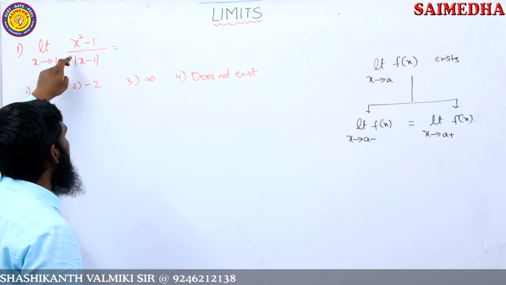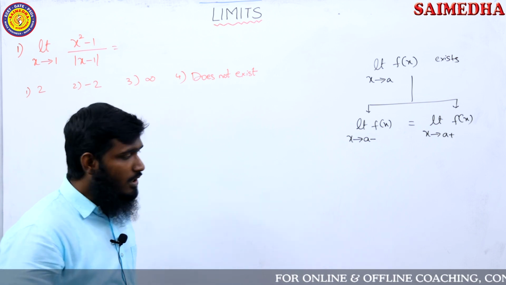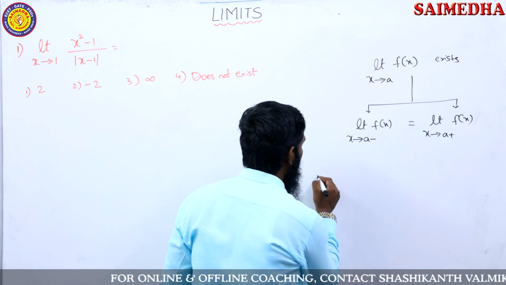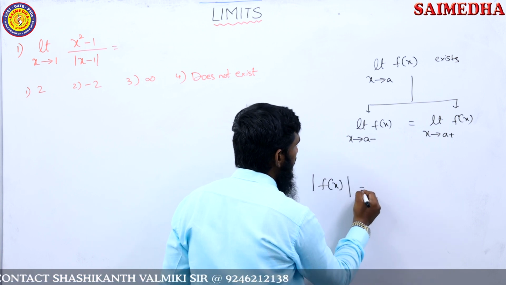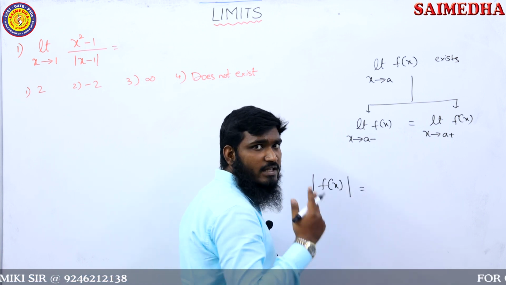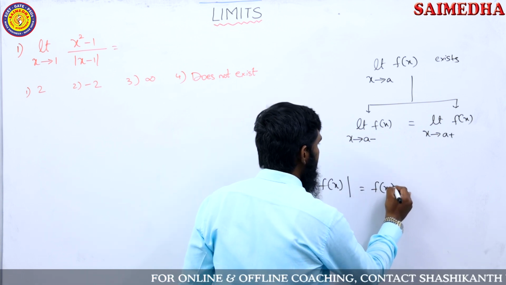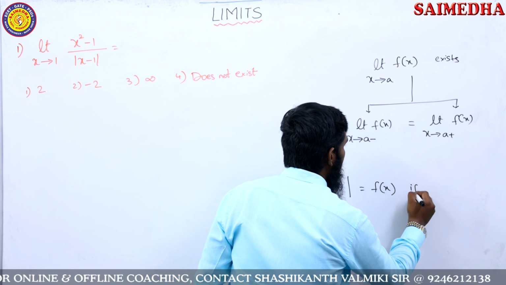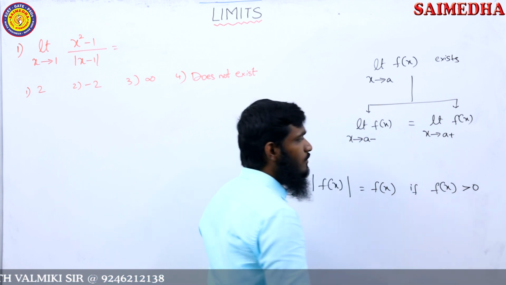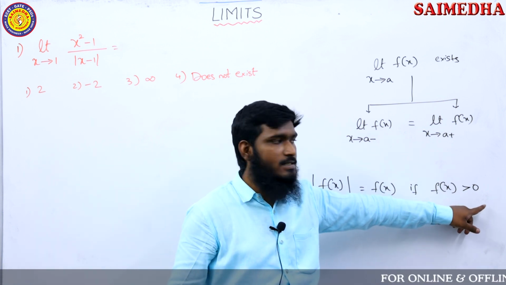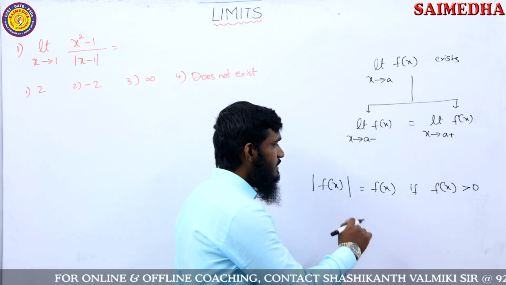x square minus 1 divided by the modulus function is given. Now what are the conditions of the modulus function? Mod of f of x, we have 3 conditions. Mod of f of x is equal to f of x if the f of x value is greater than 0. Then we take it as f of x, as it is, we write it.